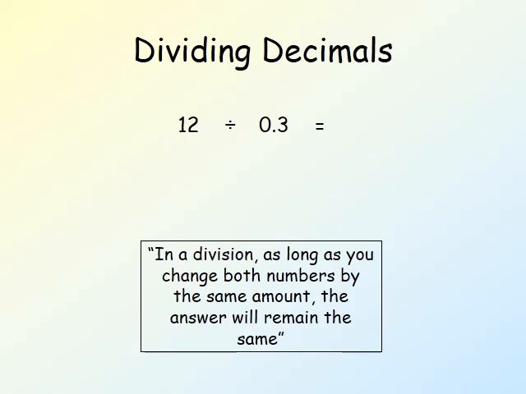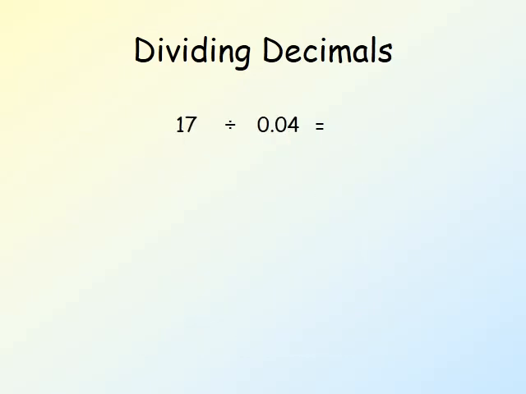Okay, so I hope you can do this. So again, we must multiply by 10 because it's one decimal place. So this now becomes 120, and this is 3. 120 divided by 3, quite a straightforward sum. The answer is 40. Okay, so hope you understood that. I'm going to move on to the next slide.